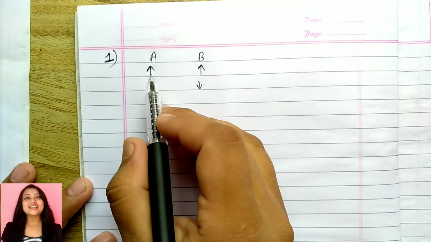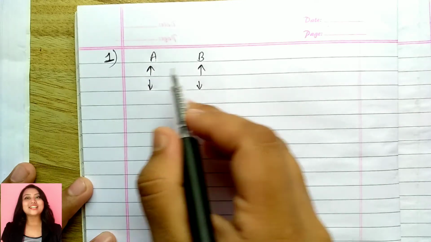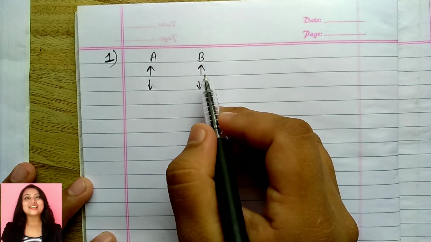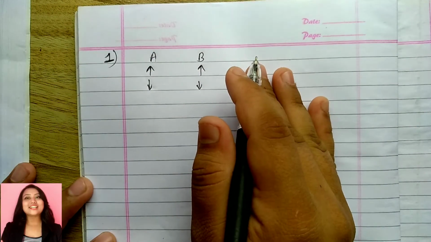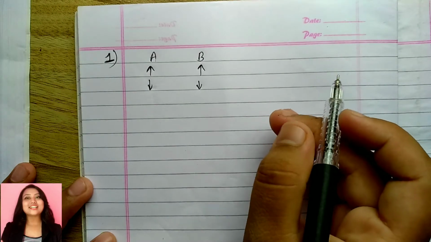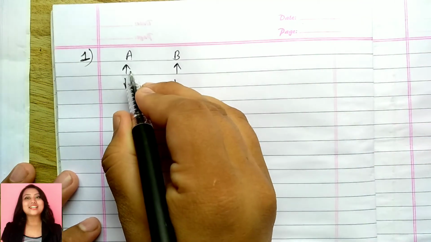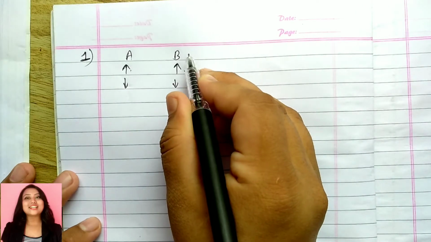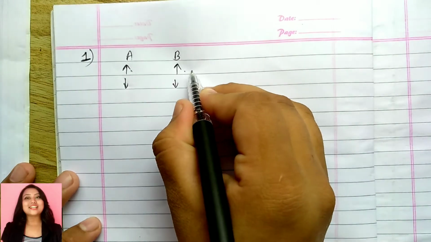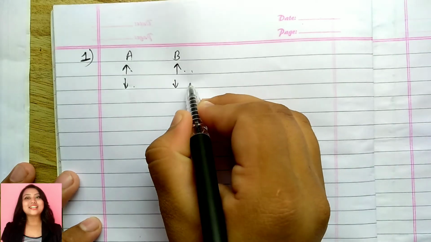It won't be alternative. When A increases, B will not decrease. That is another condition that we call indirect variation. But here, since both of them move together, if one increases, another also increases. If one decreases, another also decreases.